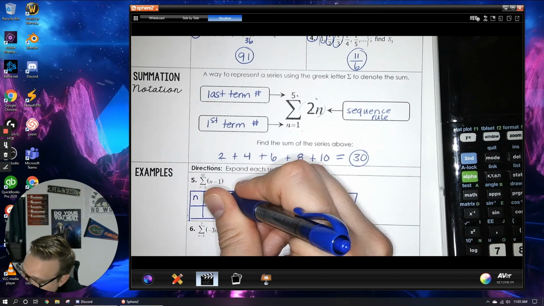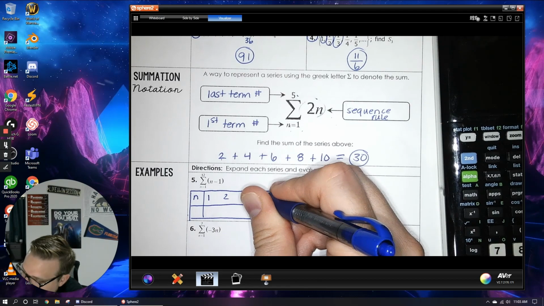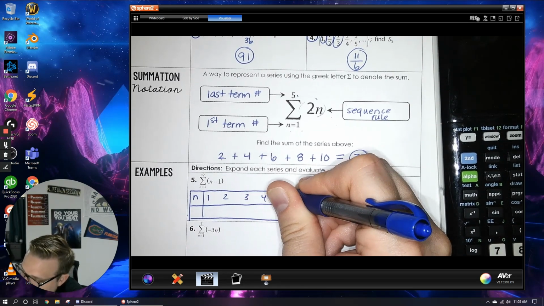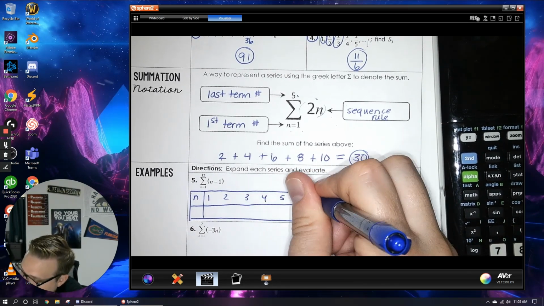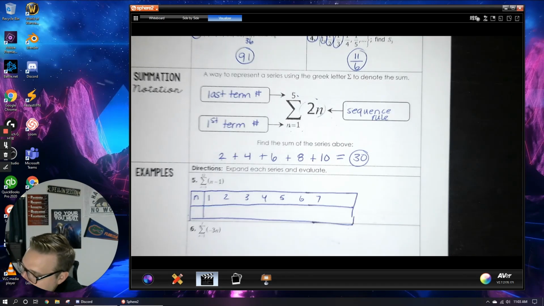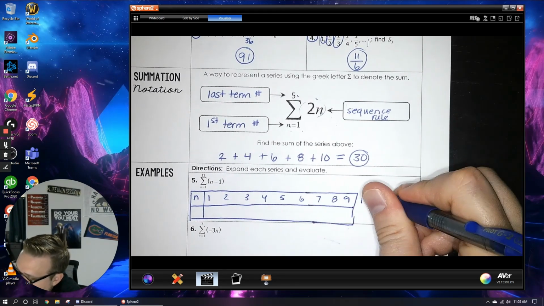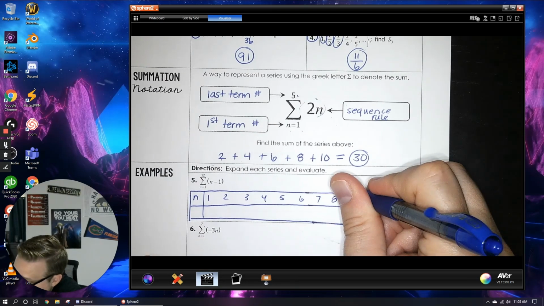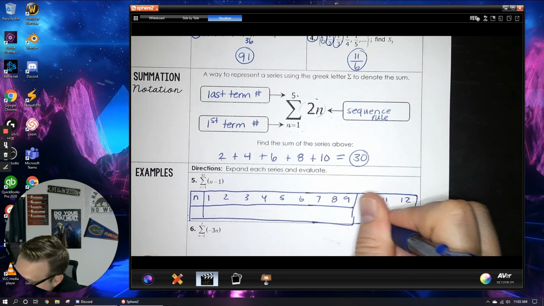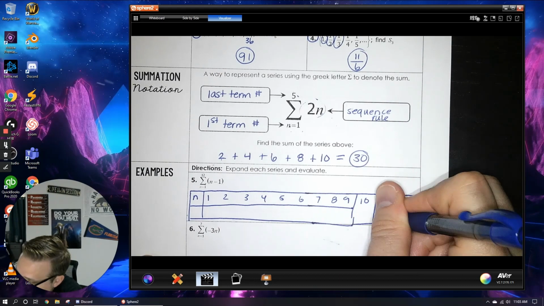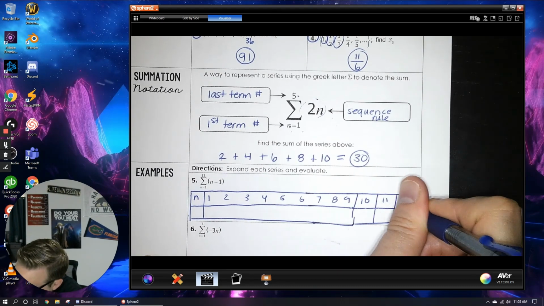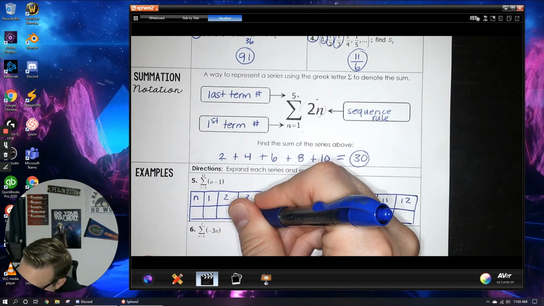We're going to have 1, 2, 3, 4. I didn't make enough space in my table. That's okay, we can expand it. 7, 8, 9, 10, 11, 12. Okay, let's continue with this here. Make the table a little larger. All right, let's split all these up.